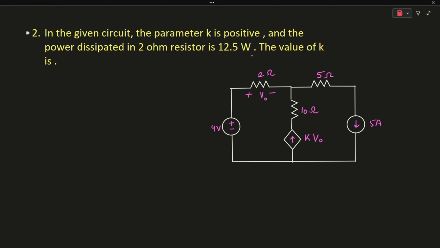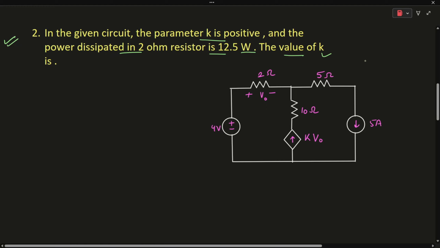Now let's solve the second problem. In the second problem, it is given that the parameter K is positive and the power dissipated in the 2 ohm resistor is 12.5 watts. We need to find the value of K in this network diagram.